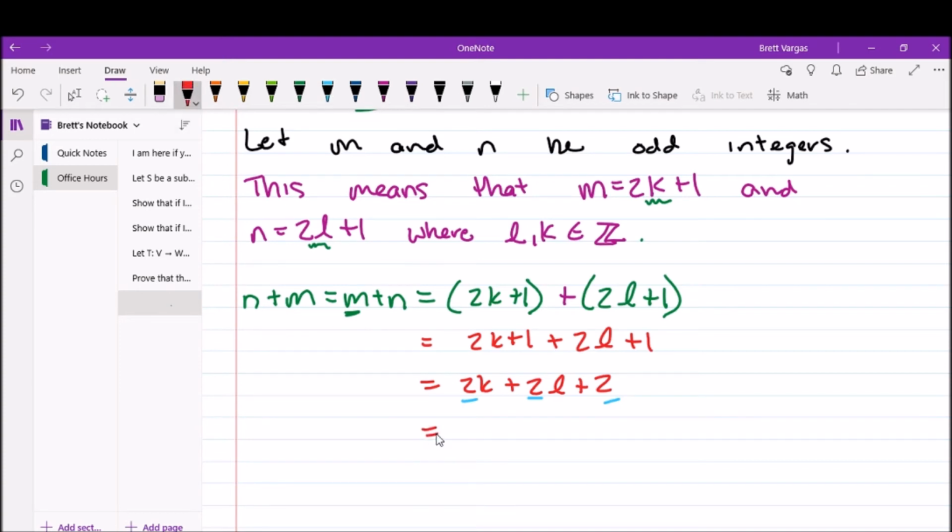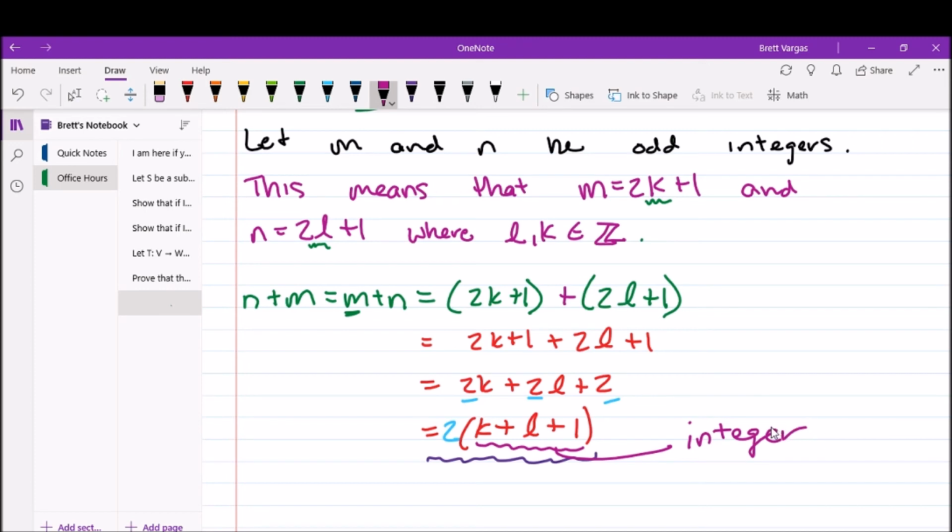This is equal to 2 times, well, what do I get left over? Since I factored out a 2, I have a k inside. I factored out a 2, I have an L. And then 2 divided by 2 is just 1. So now I have 2 times k plus L plus 1. But if you notice, this is 2 times some number. I know that this piece on the inside is just going to be an integer. I don't know what integer, but it's going to be an integer, okay?